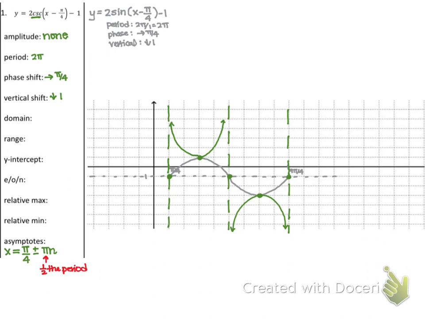Now, once I know where the asymptotes are, I'm going to go directly back to domain, because the graph exists everywhere except where you just said the asymptotes were located. So pi over 4 plus or minus pi n.